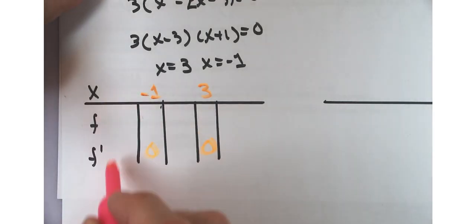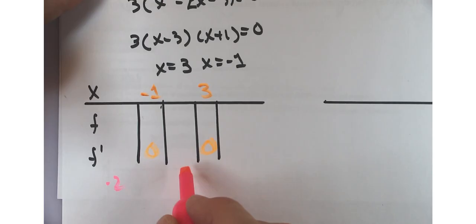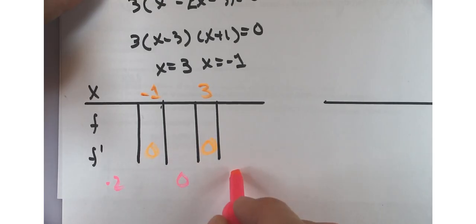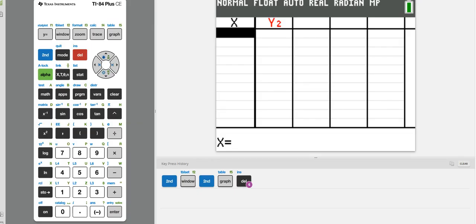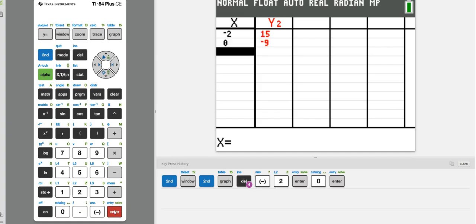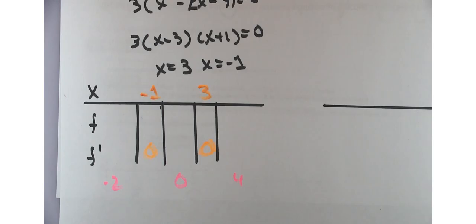Yeah. -2 would work. 0 would work. 4. Those would be some good test points. So I'll plug those into my function. Actually, they're into the derivative. -2, 0, and 4. And you don't have to do this here. You can do it in your head. That's fine. So we ended up with 15, -9, and positive 15 again.